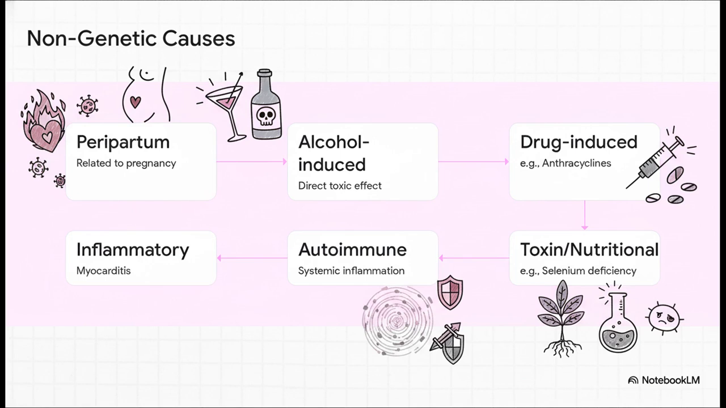There's direct toxic damage from things like alcohol or certain chemotherapy drugs. You can even see it with nutritional deficiencies or as part of a systemic autoimmune disease. And of course, there's inflammatory cardiomyopathy, or myocarditis, which we're going to treat as its own special category.